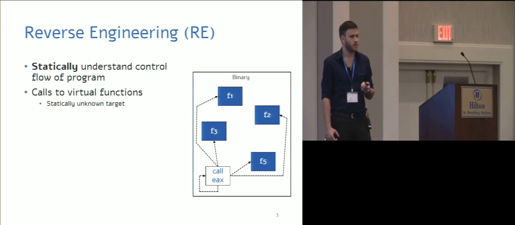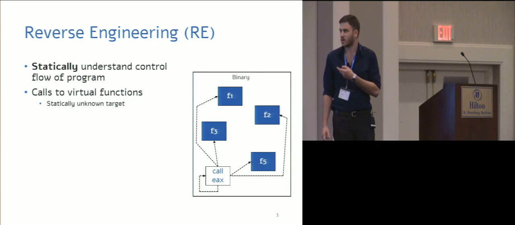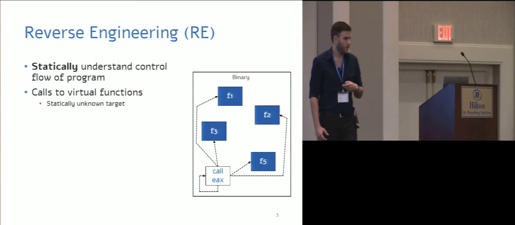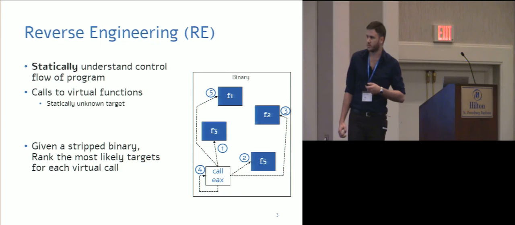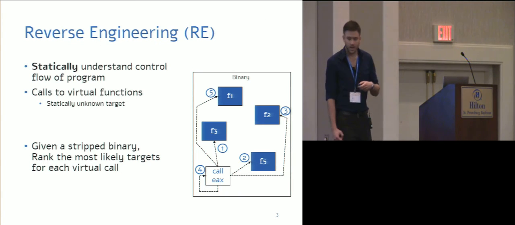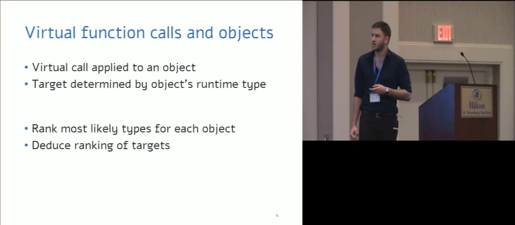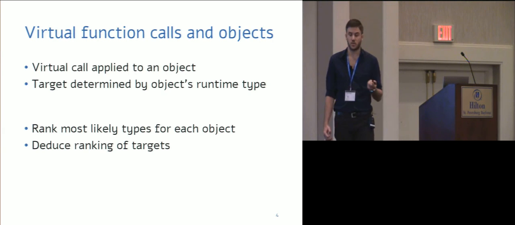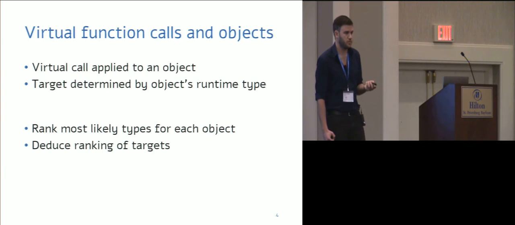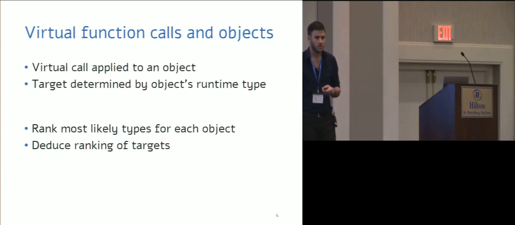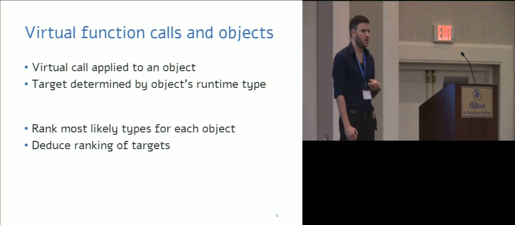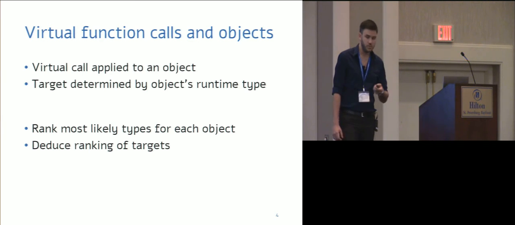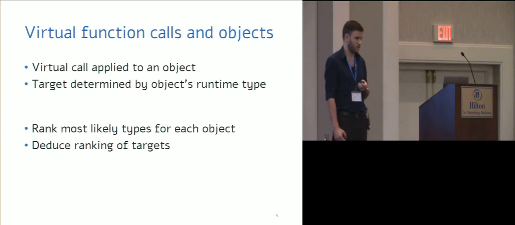We want to assist the reverse engineer by helping him focus his efforts on those targets that are going to be more likely. And the way we do it is by producing a ranking of each of the possible targets for each of the virtual calls. To do that, we first need to remember that each virtual call is usually applied to an object, and the target of the call is determined by the runtime type of that object. So instead of directly producing a ranking of targets, we can first produce a ranking of most likely types per object and use that to deduce the ranking of targets.